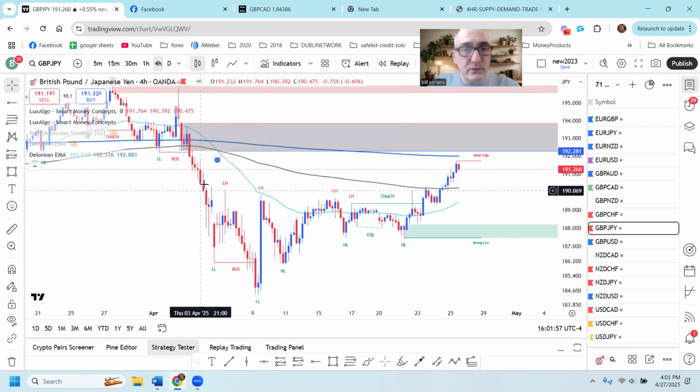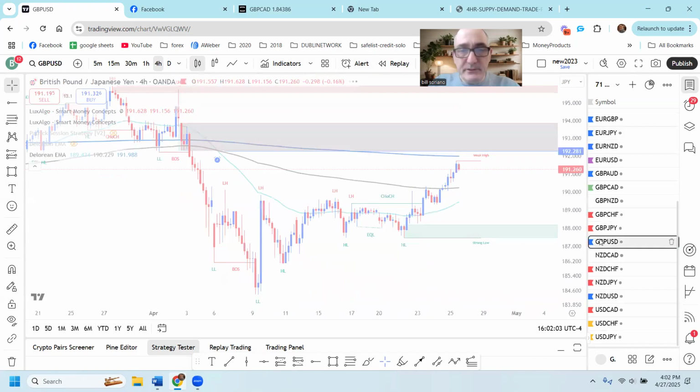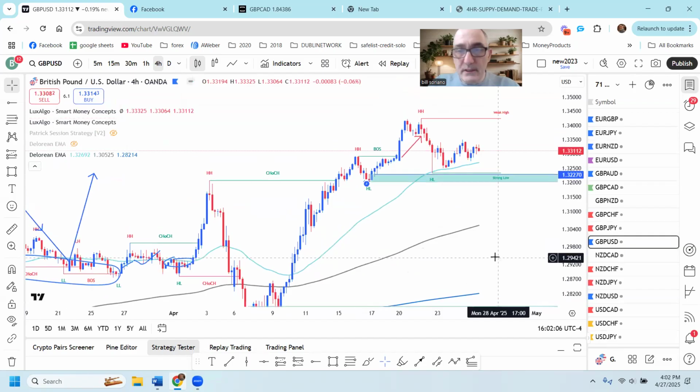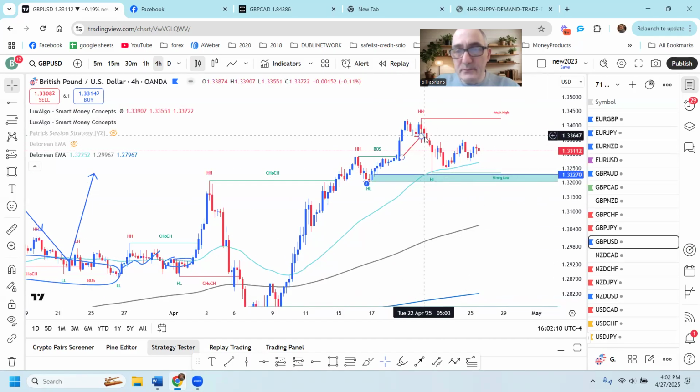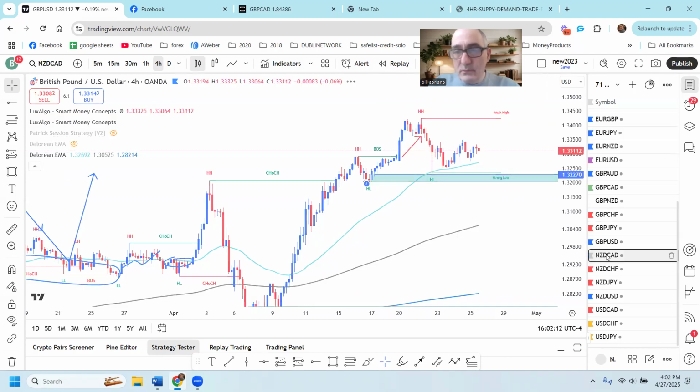GBP-JPY is also bearish here, and price is working its way up to this zone right here. GBP-USD is bullish, and we have this demand zone that's very close to getting hit. It almost got hit here, not quite.